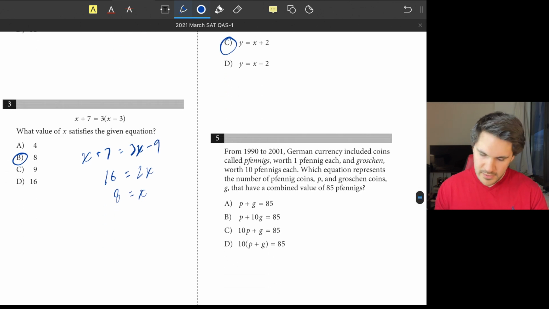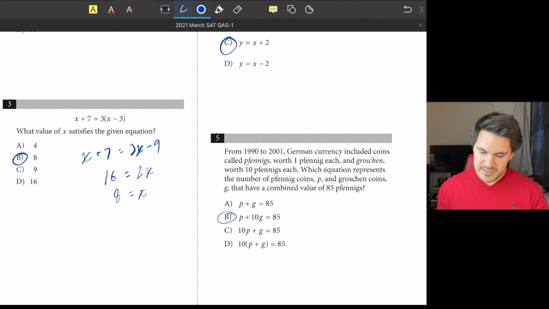Number 5. From 1990 to 2001, German currency included coins called pfennigs. We're always learning so much valuable stuff from the SAT, especially the math section. Very good. Nice history lesson here. Pfennigs worth 1 pfennig each, and groschen, worth 10 pfennigs each. Which equation represents the number of pfennig coins P and groschen coins G that have a combined value of 85 pfennigs? So the answer to this is going to be B.